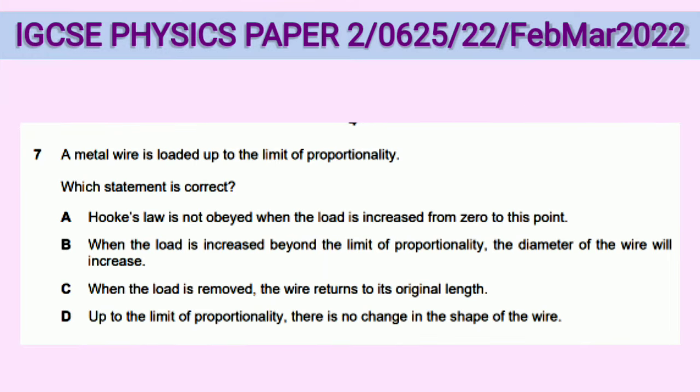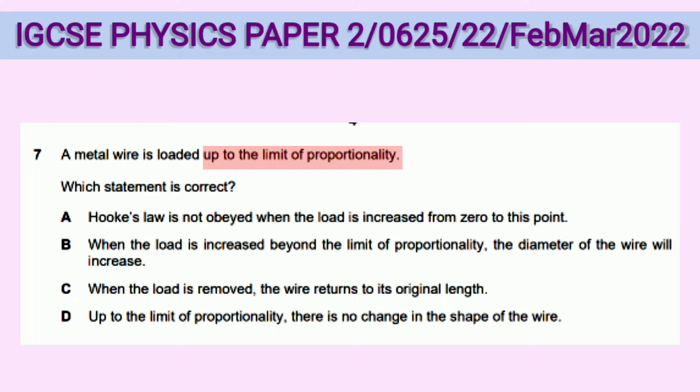Seventh question. A metal wire is loaded up to the limit of proportionality. Which statement is correct? A. Hooke's law is not obeyed when the load is increased from 0 to this point. This statement is incorrect, as Hooke's law will be obeyed up to this point. B. When the load is increased beyond the limit of proportionality, the diameter of the wire will increase.